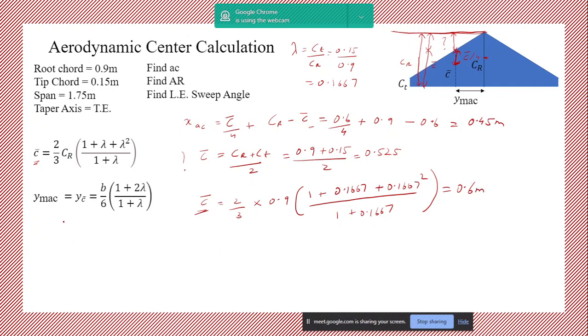Okay. So now let's find out YAC. So its B span is 1.75 by 6. And you have 1 plus 2 into 0.1667 by 1 plus 0.1667. What is this value? Can you hear me? Am I audible? I'm not getting any response from you guys. Okay, okay. So can you calculate this and let me know?